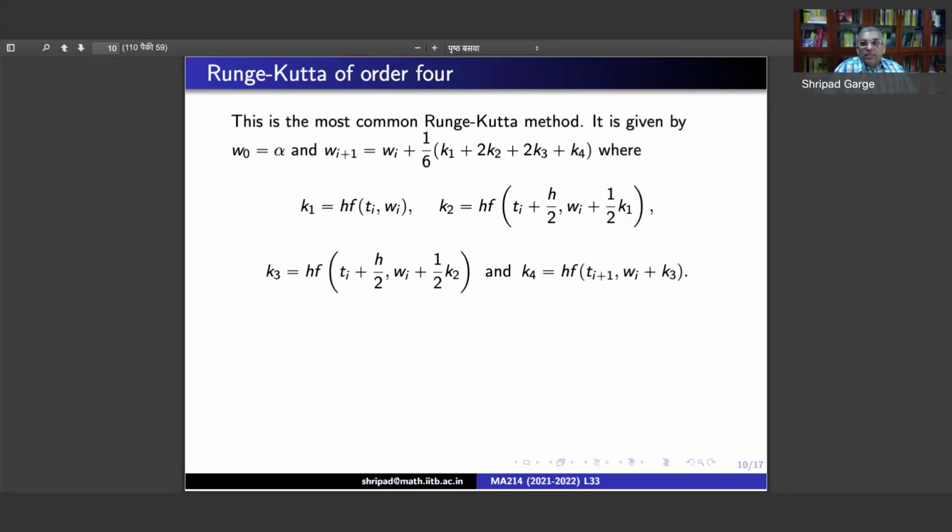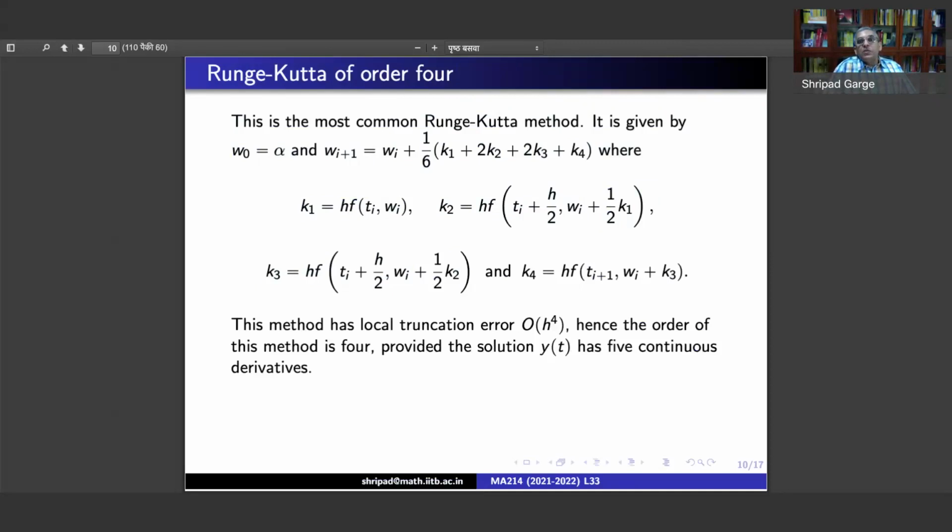Okay, so this K1, K2, K3, K4 are defined in this way, and this particular method has local truncation error big O of h power 4. And therefore the order of this method is 4. What we will need is that y(t) should have 5 continuous derivatives, or f should have 4 continuous derivatives, because we will need to talk about the error also.